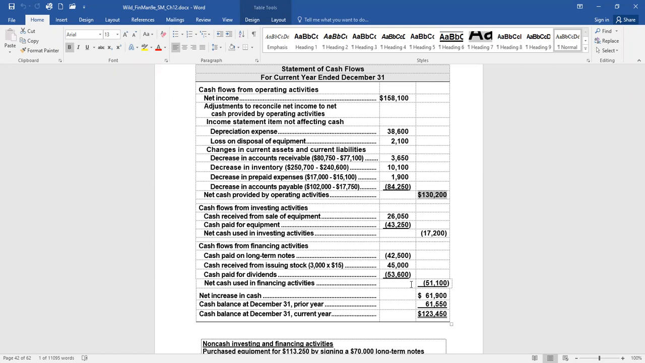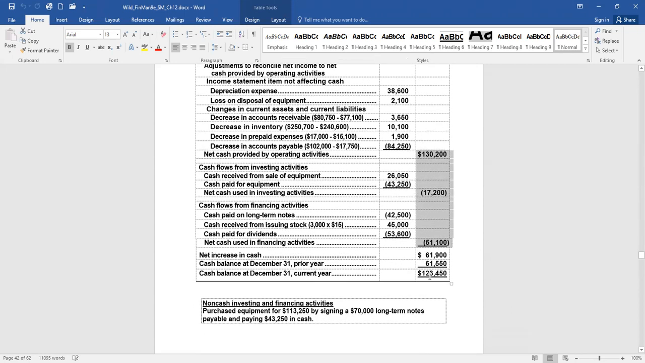Now, I don't want you to think that's a bad thing. The company had $130,200 of operating cash. That's awesome. So they used some of it. Overall, they paid and invested $17,200, so we'll subtract that. And they paid off some debt and paid some dividends, so the net cash used in their financing activities is also subtracted. So we net these three, and that will give us how much cash changed overall from the beginning of the year to the end of this year. Our overall change is a positive amount, a net increase in cash.